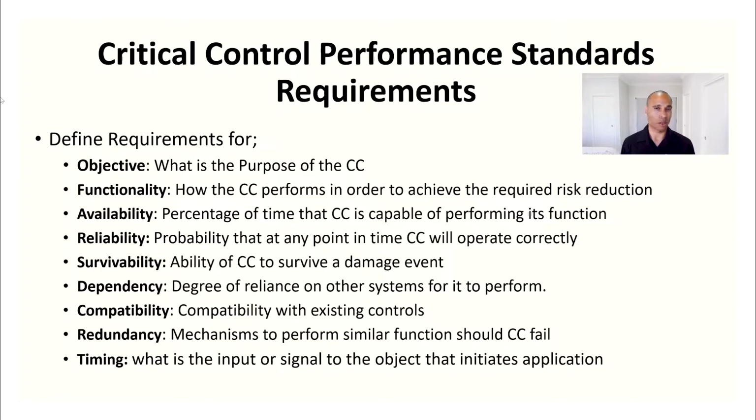And timing. So this is probably one that I've only recently come across and started to think about and embed. This is an example for an object type control. But what are the inputs or the signals to ensure the critical control initiates its application? Sometimes we don't necessarily think about that. And once we identify what that particular criteria is, we can put in place strategies to monitor to ensure that input signal, is it being followed, is it being applied? And if not, well, what do we need to do differently to make sure it is?